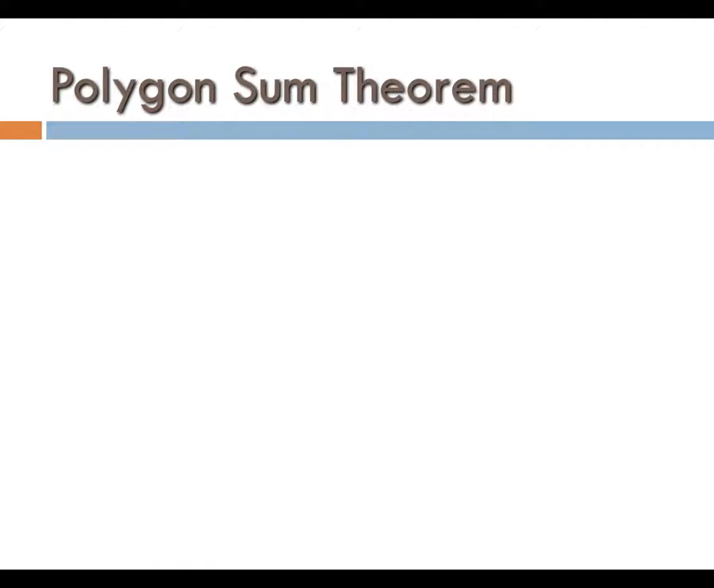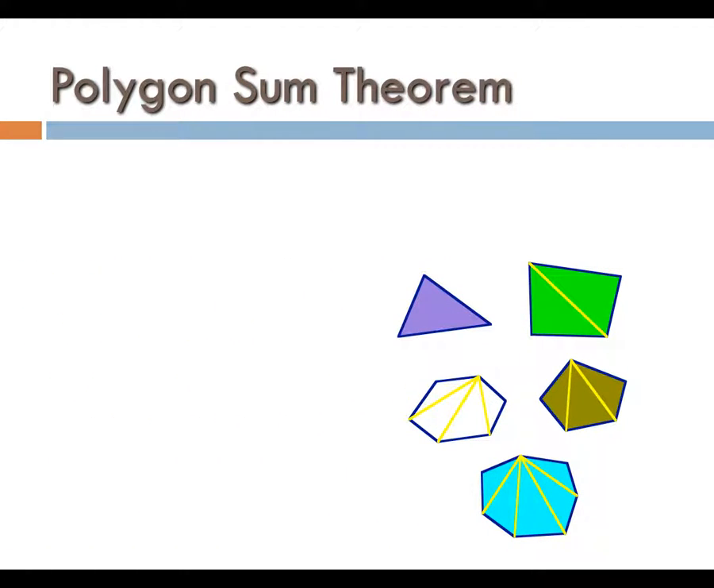Polygon Sum Theorem. So what do we know about the angle sum in a triangle? 180. Beautiful. We're going to start with that triangle, and we know the sum of the angles in that triangle is 180 degrees. If I go to the quadrilateral, I split it into 2 triangles. Each has a sum of 180, so the sum of the angles in a quadrilateral is 360.